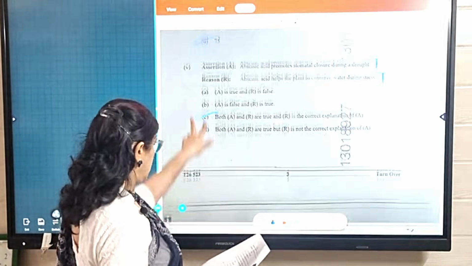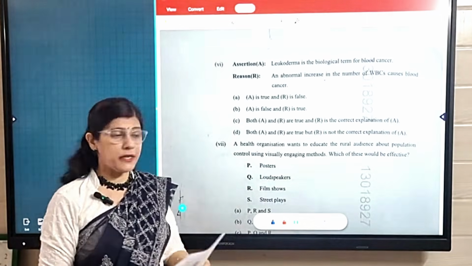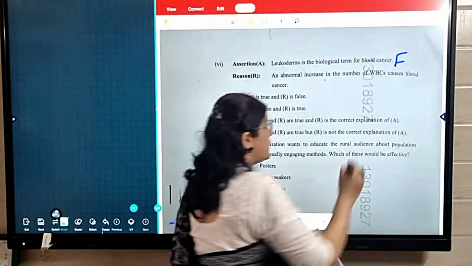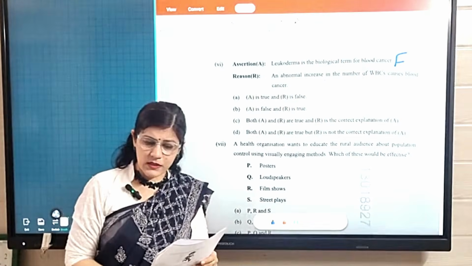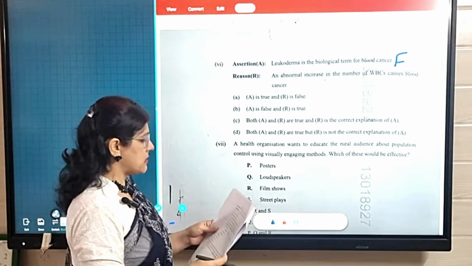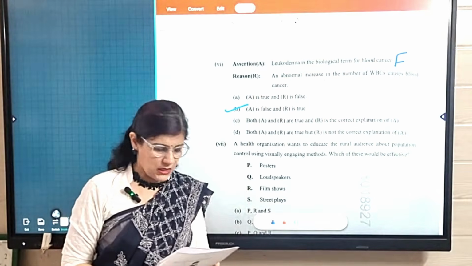In the sixth part, the assertion is leukoderma is the biological term for blood cancer. No, this term is leukemia. So this statement is false. An abnormal increase in the number of WBC causes blood cancer, which is correct. So assertion is false and reason is true. Option B is correct in this case.